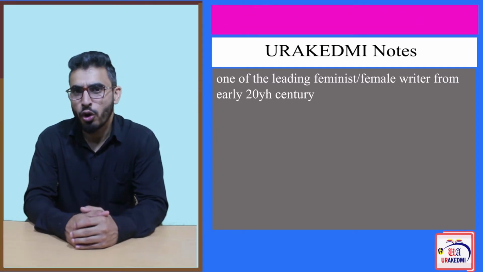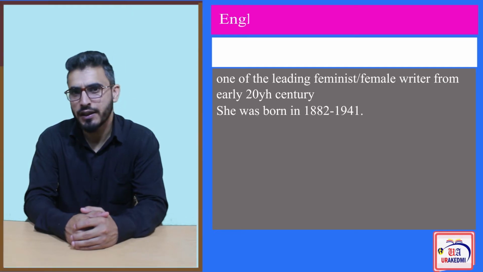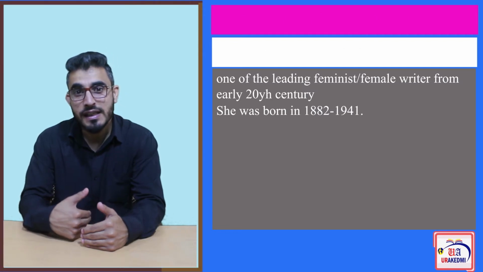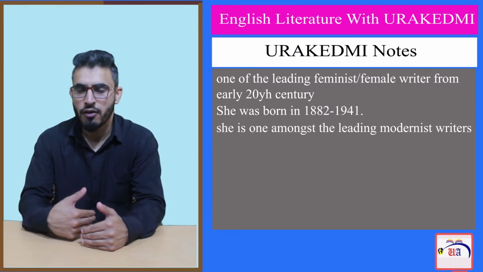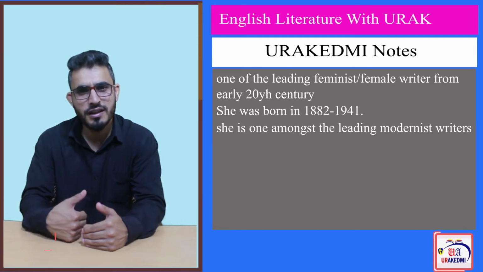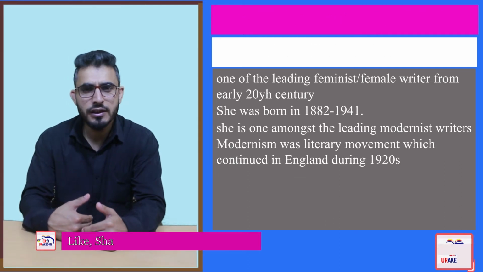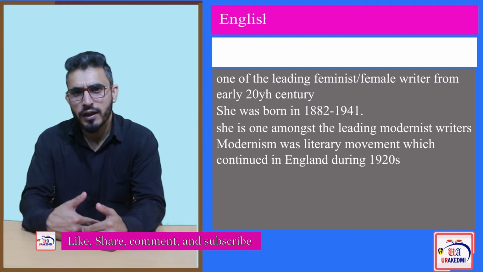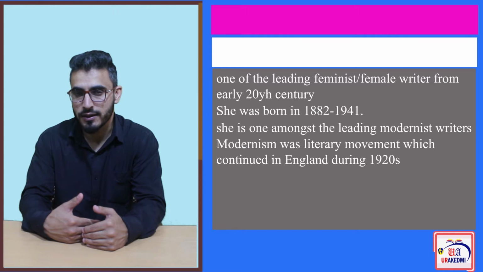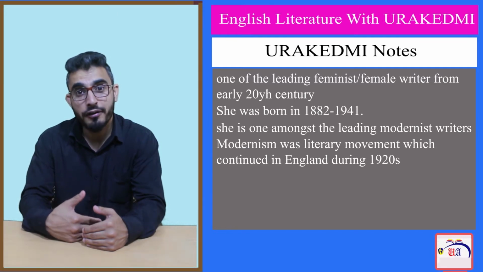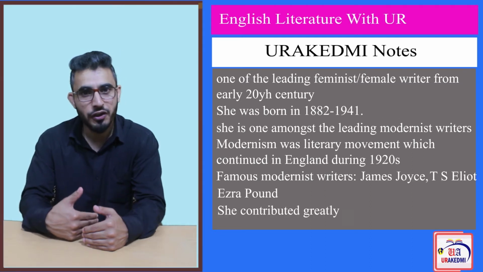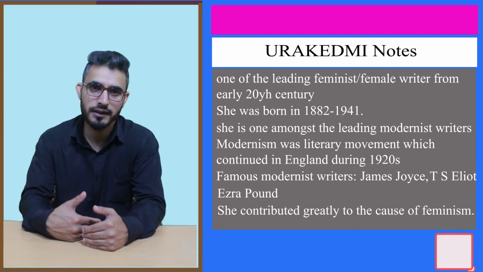Virginia Woolf was born in 1882 and she died in 1941. Virginia Woolf is one amongst the leading modernist writers from England. Modernism was a literary movement which continued in England after World War One, in the 1920s and 30s, before it was overtaken by postmodernism. Some of the important modernist writers were, for example, James Joyce, T.S. Eliot, Ezra Pound, and Virginia Woolf was the only female writer amongst them.